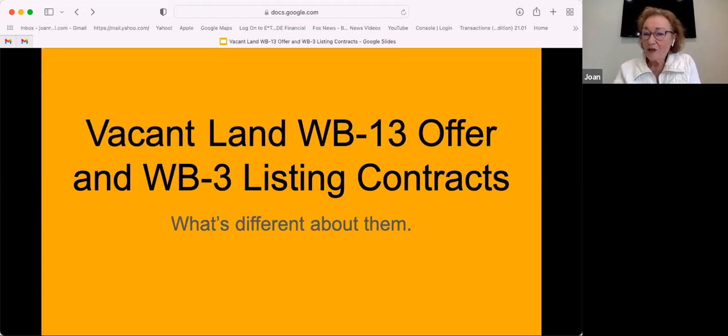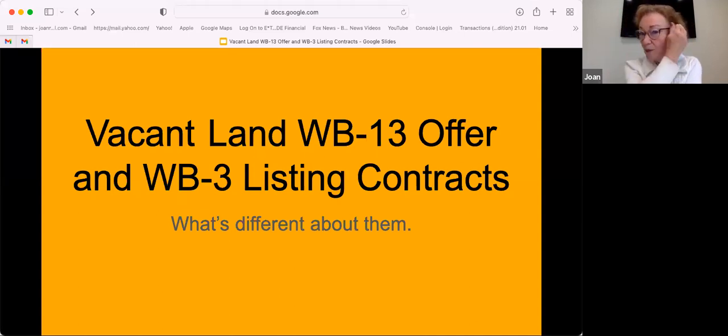So what I'm going to do with these slides is just point out the differences. I'm not going to go through the whole offer to purchase for vacant land and listing contract for vacant land line by line. Most of it on both of those documents relate to documents that you're familiar with, the residential, but we're going to highlight the parts that make them unique. So any questions before we start?